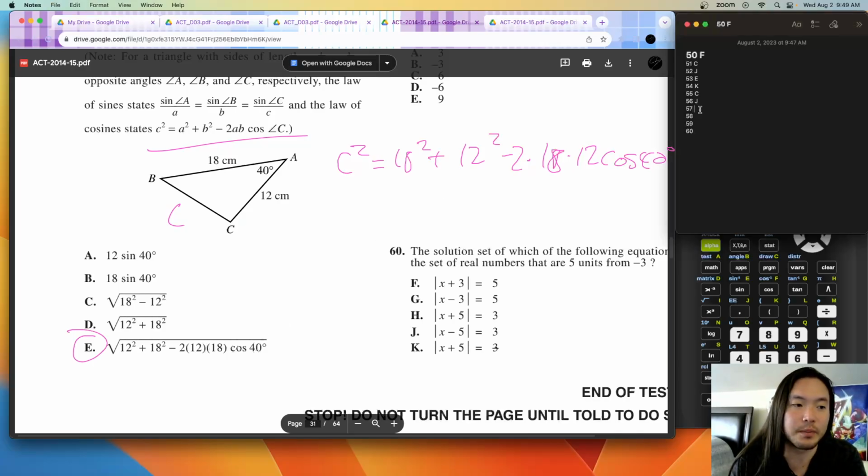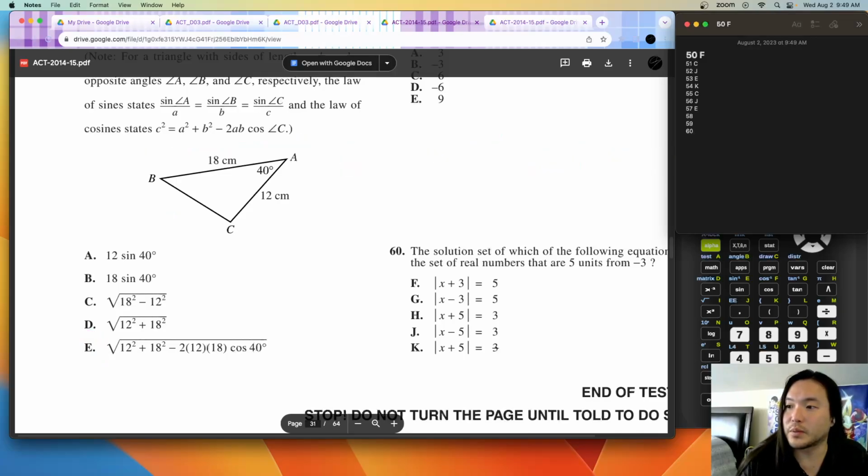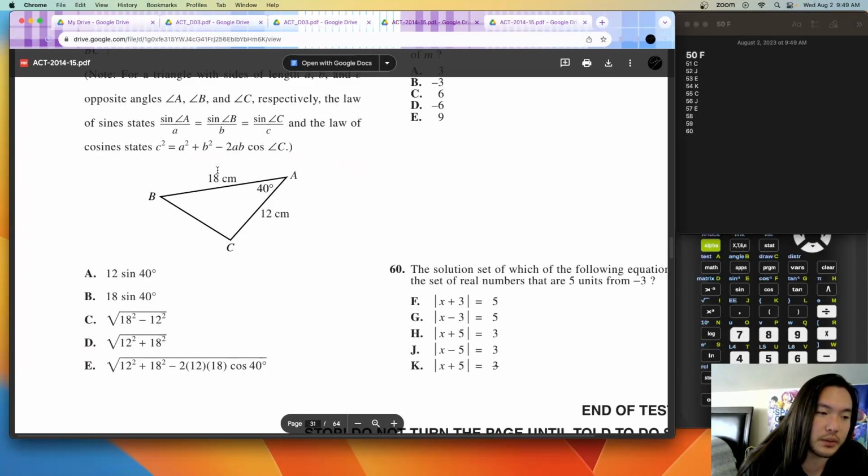So here, again, don't be intimidated, right? This is the law of cosines. In a triangle, if you have two sides and the angle in between, you can solve for the third side. You can do that by using this equation. So you go ahead and set up the equation, you plug in 18, you plug in 12, you plug in 40 degrees, you're already at the answer. You just take the square root of both sides and it's E. I wouldn't worry too much about it. This is the equation, you plug in the numbers into the equation, answer's E.